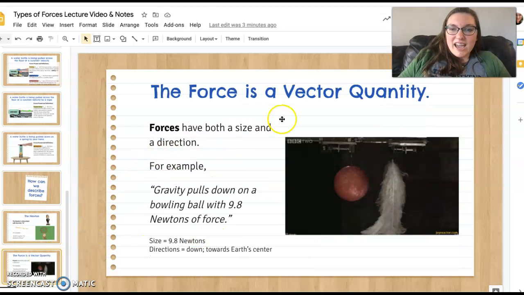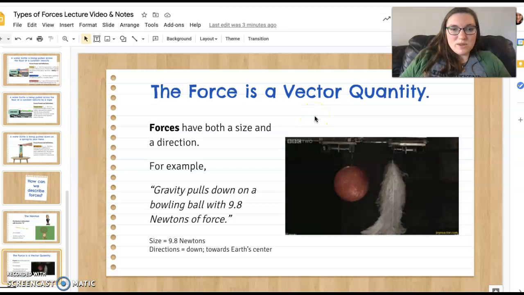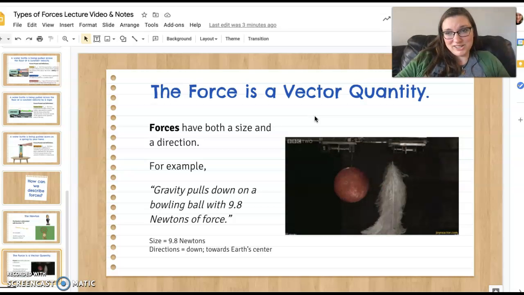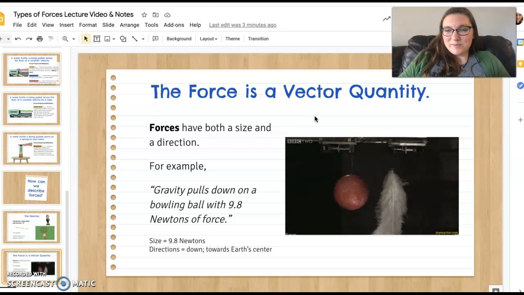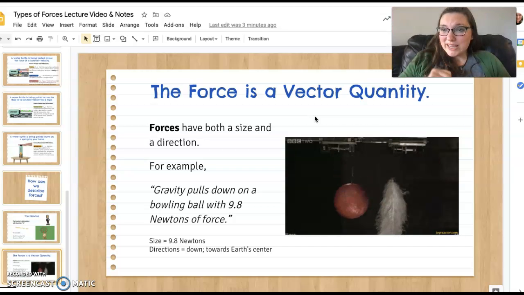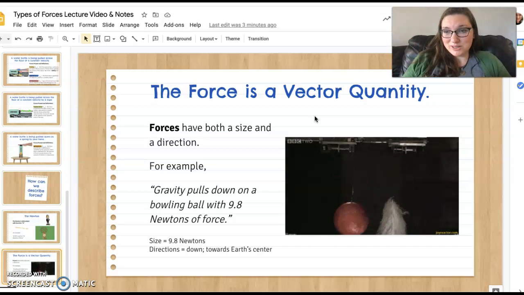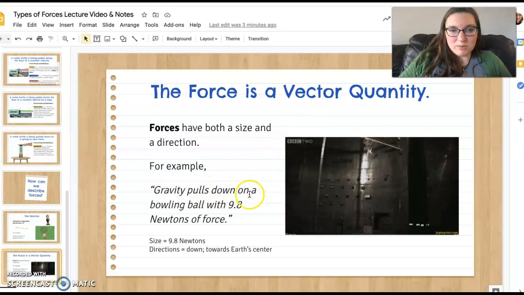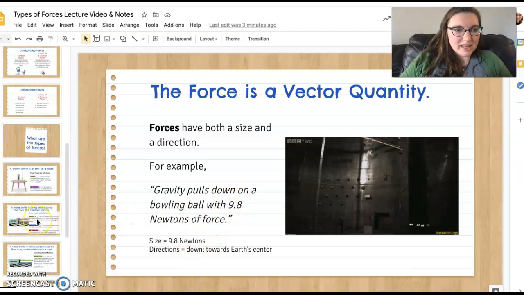Okay? And another important thing to know here is that force is a vector quantity, and what that means is that it has a size and a direction. So, as opposed to something that is just floating around, we know how big it is and we know what direction it's going in. We can see how much of a force there is in a direction. Okay? Gravity pulls down on a bowling ball with 9.8 newtons of force. Okay? There you go.